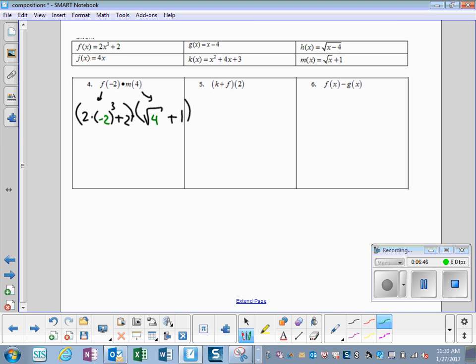And then I just evaluate, right? So let's evaluate. In the first parenthesis, I have what? 2 times -2 cubed is -16, plus 2 is -14, times, and in the other set I have square root of 4 plus 1, which is 3. Square root of 4 is 2, plus 1 is 3. So -14 times 3 is negative, what is it, 42.